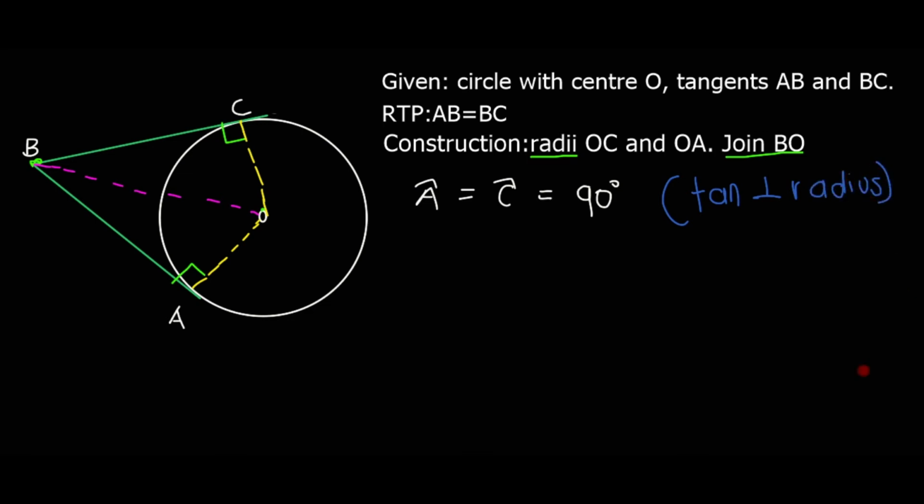And now it means we can prove that we have right angle triangles. So that is why we will use that rule of right angle, hypotenuse, side when we prove congruency. Remember, here we have two triangles: triangle OBC and triangle OBA. We want to prove the congruency.